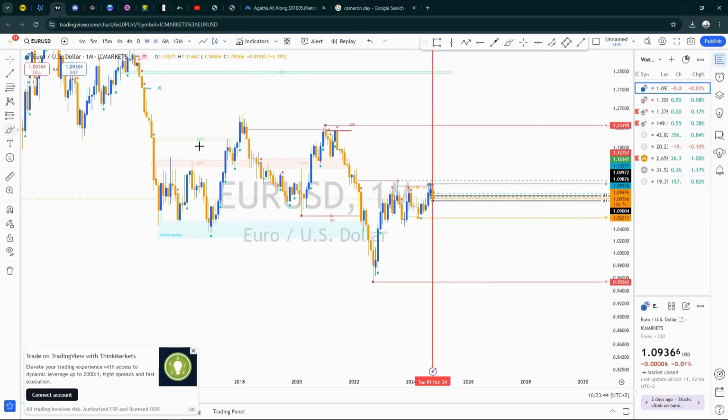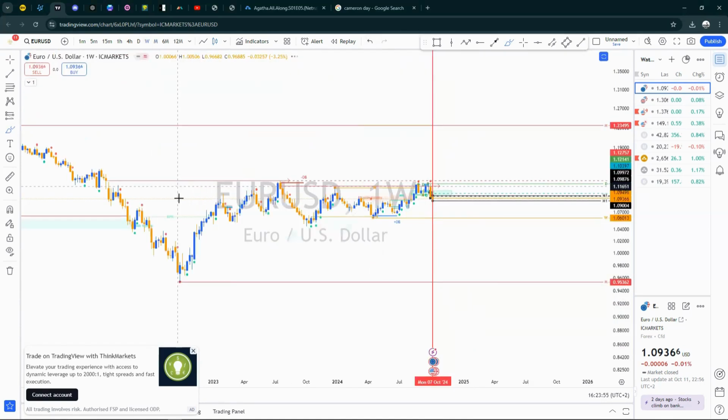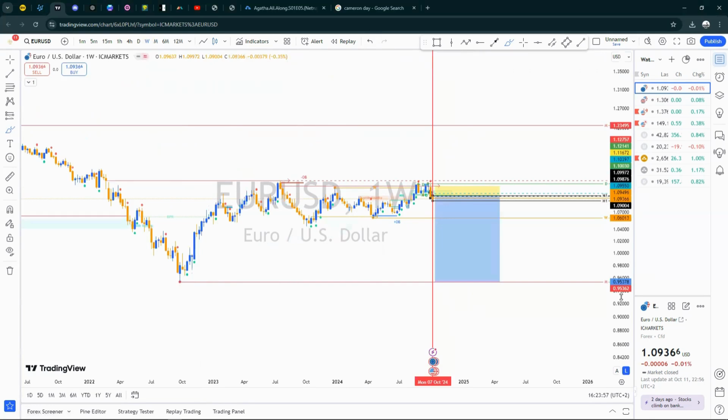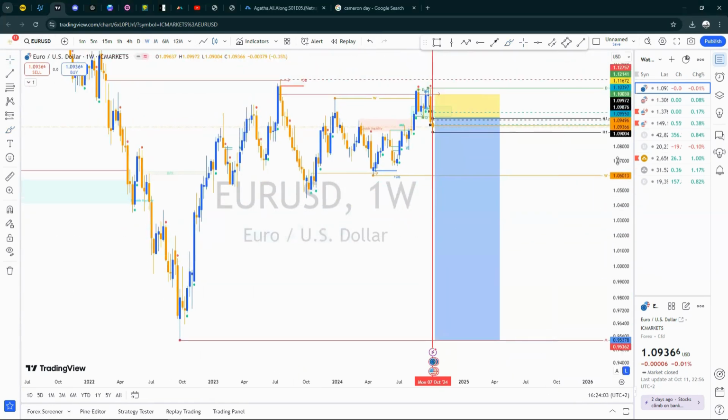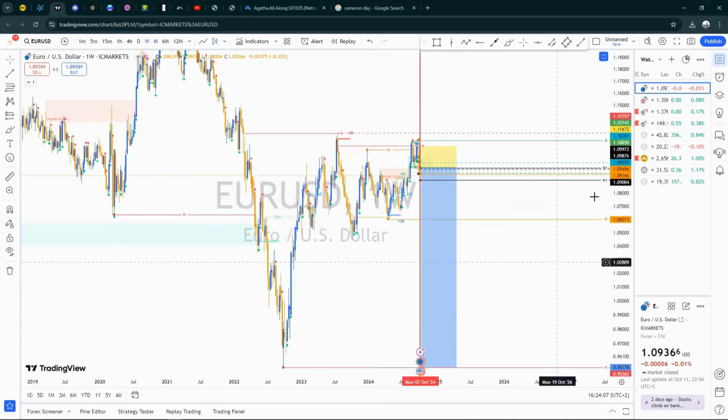On the monthly range, we have a high, a low, a retracement, and we are selling. That's why you see a sell order on weekly. You understand? That's why you're seeing this sell order targeting all the way down here, H4 range.